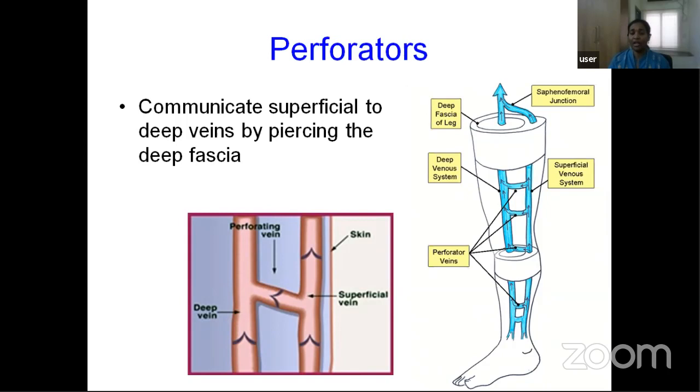Now, we have a special set of veins in our lower limb, as we said, called perforators. These perforators communicate the superficial to the deep. So in the whole lower limb, the blood always goes from the superficial to the deep. Except in the foot, as we said at the start, where the blood goes in the reverse direction, from the deep to the superficial. But otherwise, we have special veins called perforators, which connect the superficial to the deep.